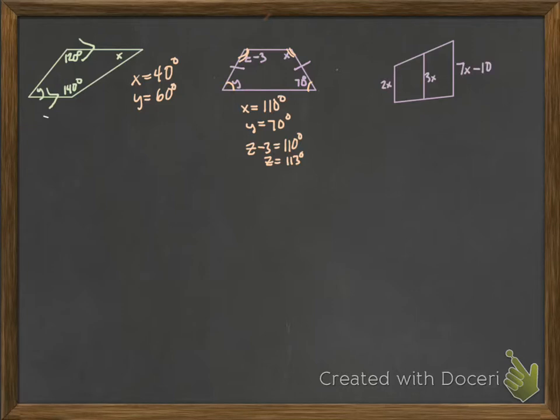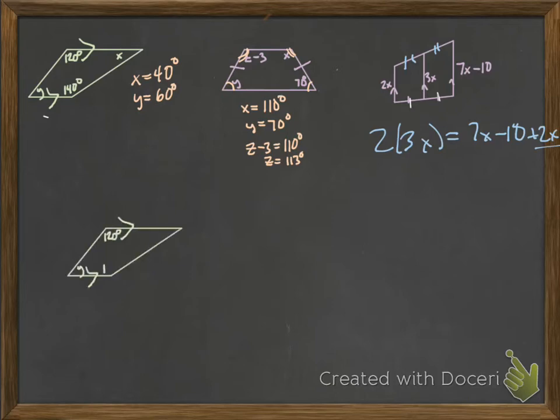And lastly, the other trapezoid thing is this. If this is a median of a trapezoid, it goes from midpoint to midpoint, kind of like the mid-segment, except we have two other sides. Double the length of the median is equal to the sum of the bases. Some people forgot to add, to make the sum of them. But double the median, 2 times 3x in this case, equals 7x minus 10 plus 2x. I don't remember what I was doing there.